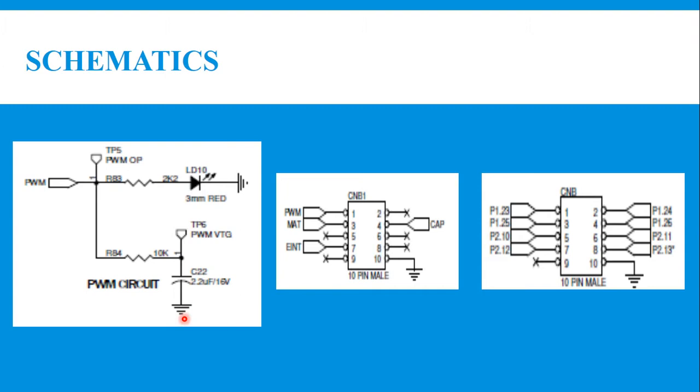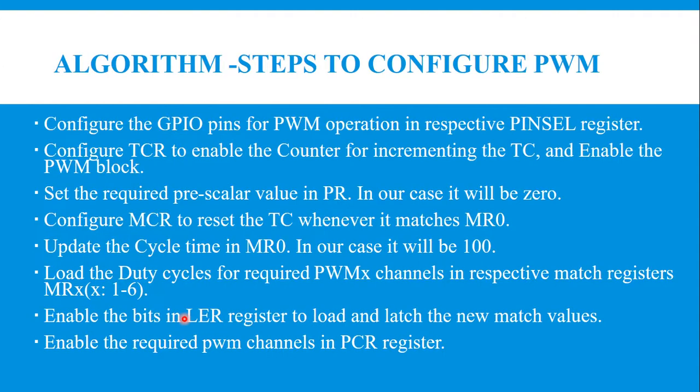Now let me move to the algorithm, how to configure the internal PWM available in the LPC1768. First, configure the GPIO pins for PWM operation in the respective pin select register. Configure the TCR, the timer control register, to enable the counter for incrementing the TC, the timer count, and enable the PWM block. Then set the required prescalar value in PR. PR is the prescalar register where we specify the prescalar value. In our case, let us take it as 0.